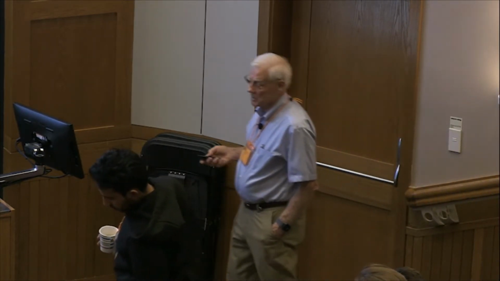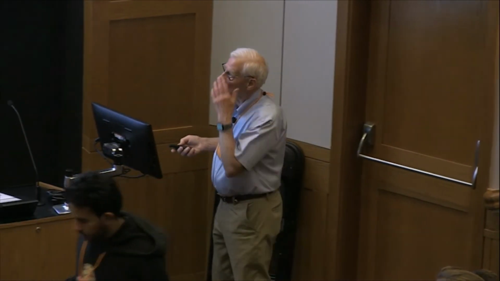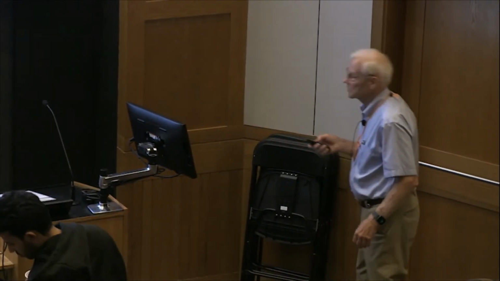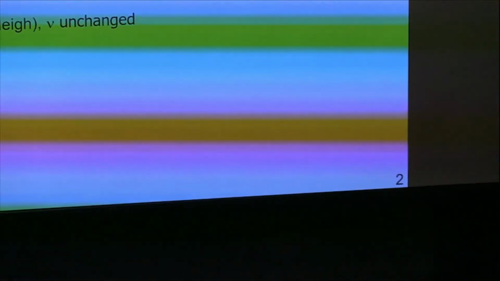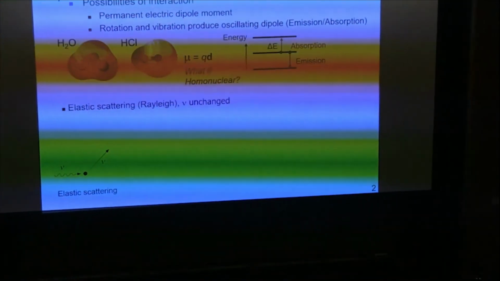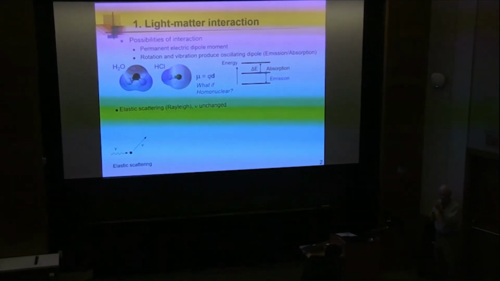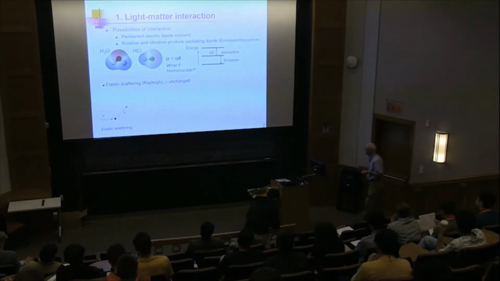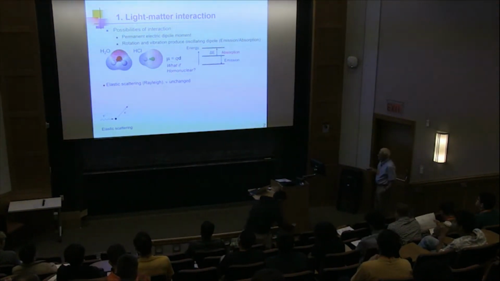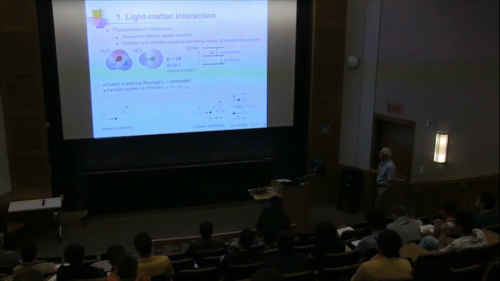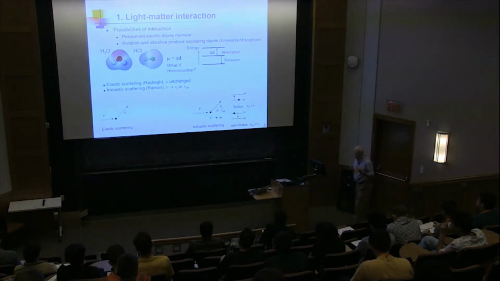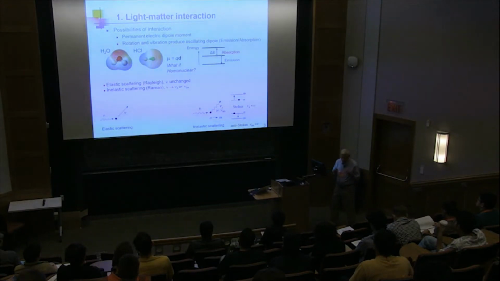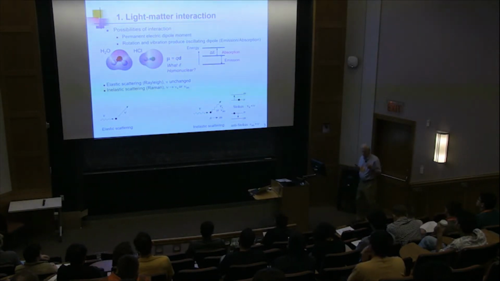So we resort to something called scattering. So we might bring in a photon of frequency nu, and it comes in and it hits this molecule. What can happen? It can be scattered, or it can be absorbed, or it can pass through. If it's scattered, we characterize it as either an elastic or an inelastic process.